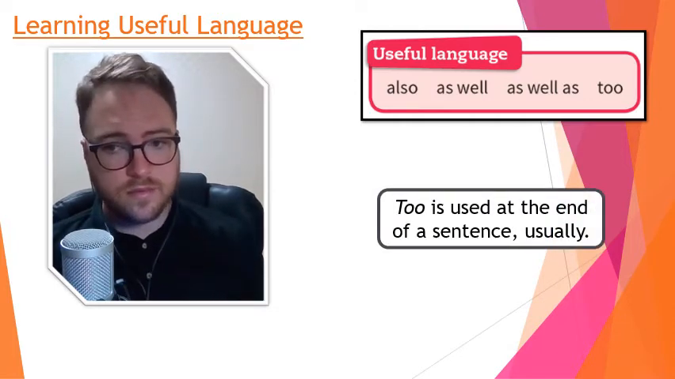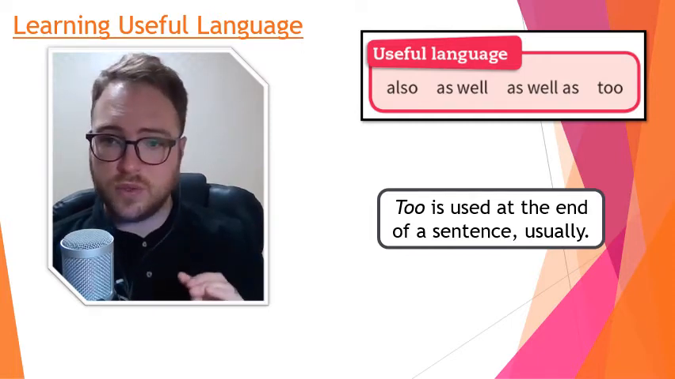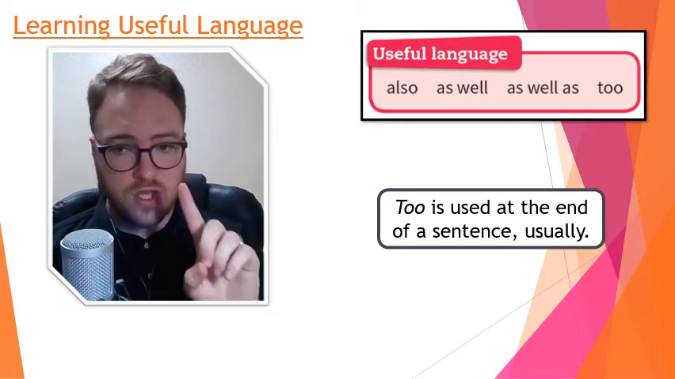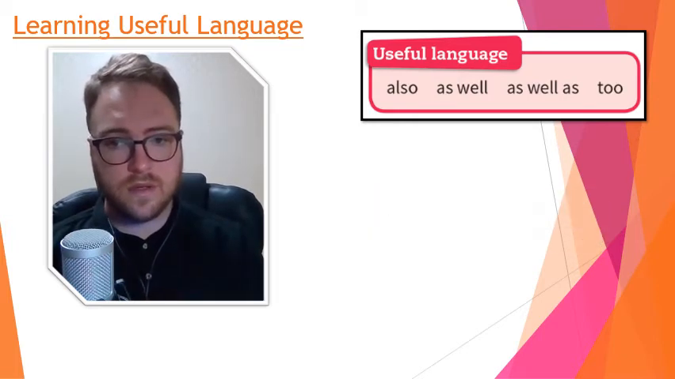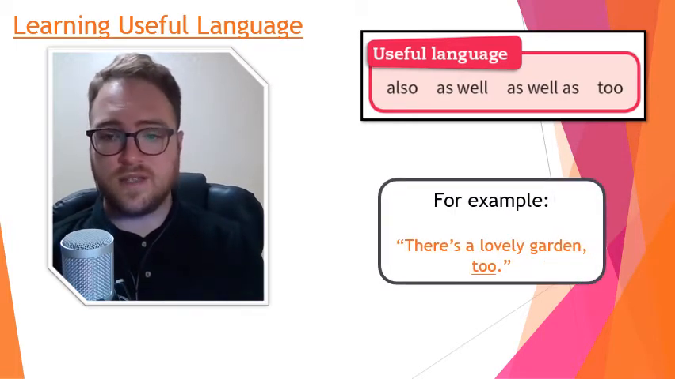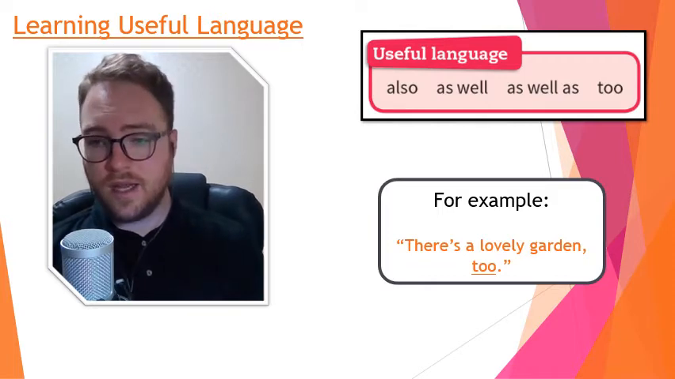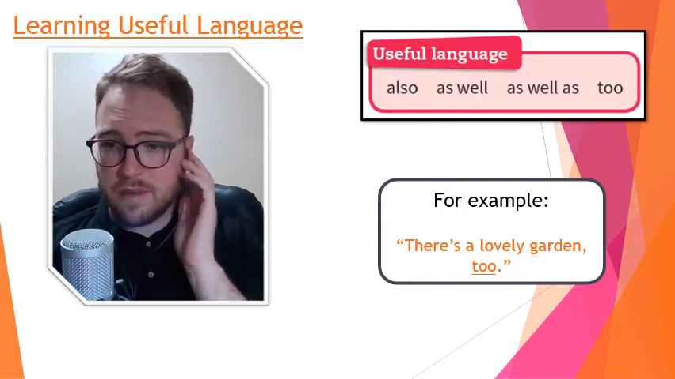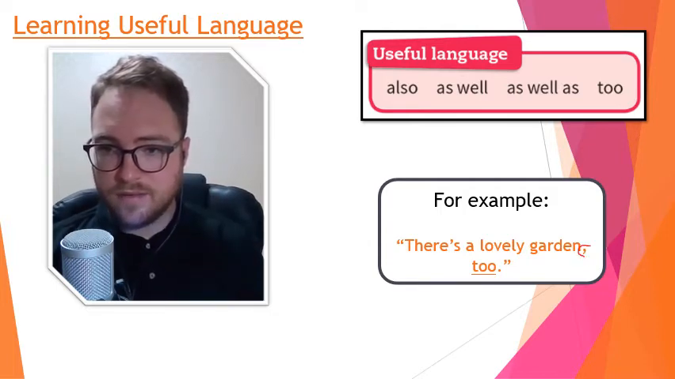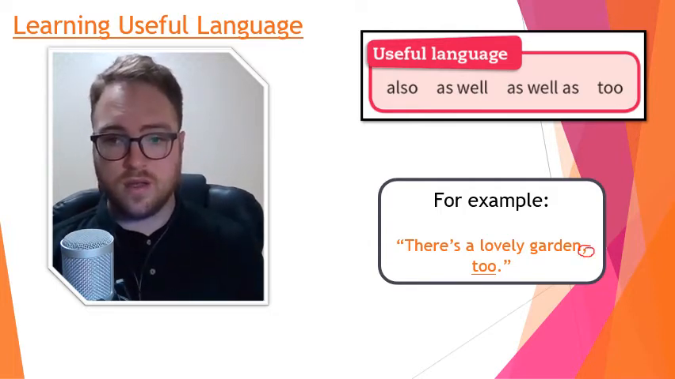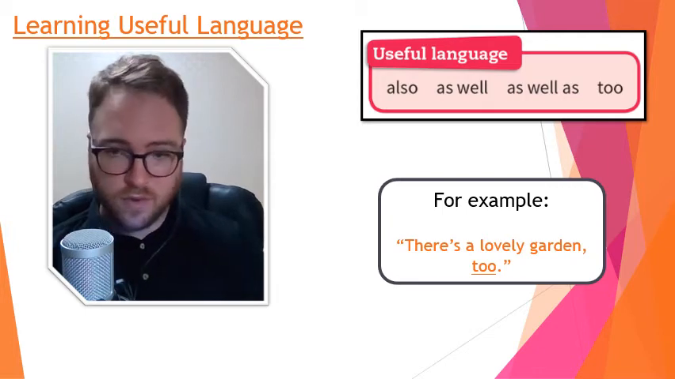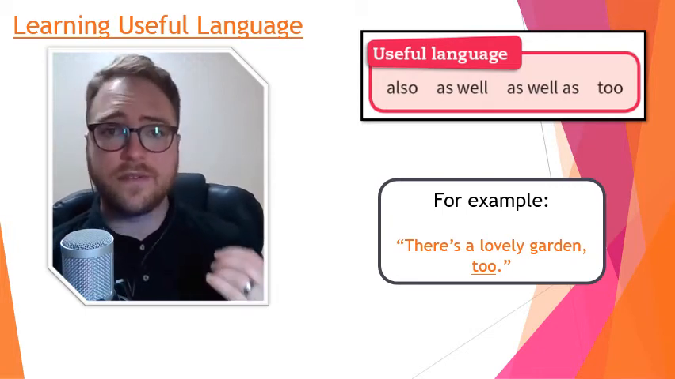To, okay, same meaning. "To" is used at the end of the sentence, usually. So, for example, there's a lovely garden, too. Okay, make sure to remember we use a comma before "too". Okay, try to remember that. And of course, it goes at the end of the sentence.